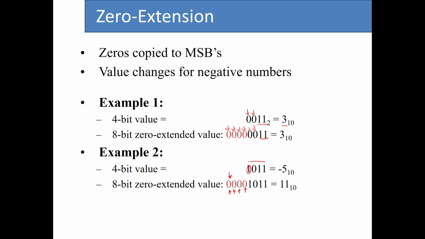If you are working only with unsigned numbers, 0 extension is fine, right? Because 0 extension is exactly the same as sign extension, because for positive numbers the sign bit is 0. But for negative numbers, if you use 0 extension, you're practically changing the value of the number. So for negative numbers, 0 extension produces a wrong result. You instead have to use sign extension.